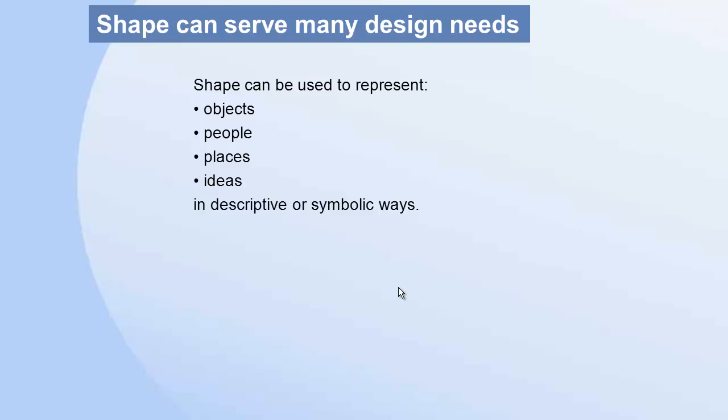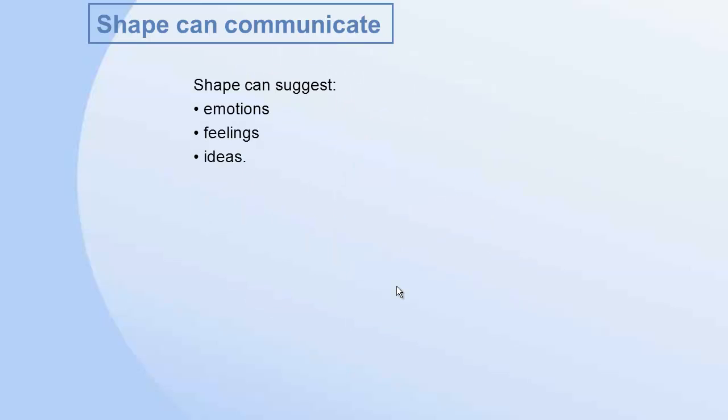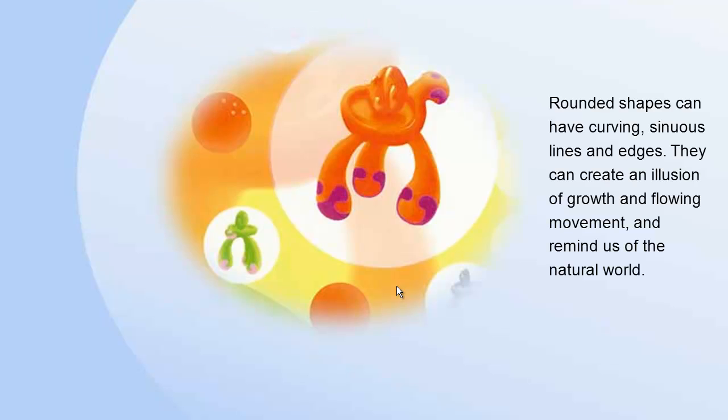Shape can serve many design needs. Shape can also be used to represent objects, people, places, and ideas, and it can be used in descriptive or symbolic ways. Shapes can be used as symbols for words and numbers. It can suggest motions, feelings, and ideas.